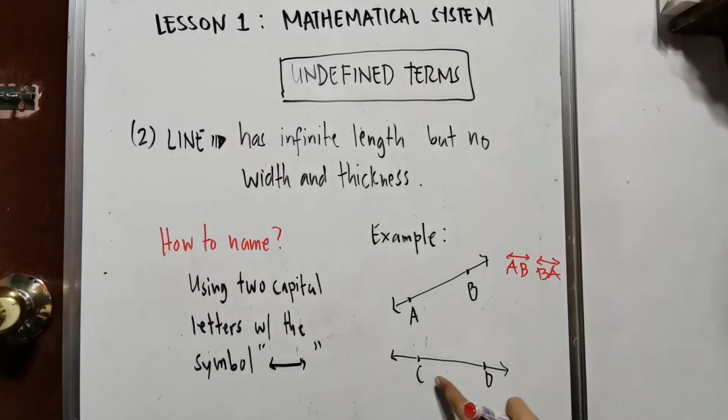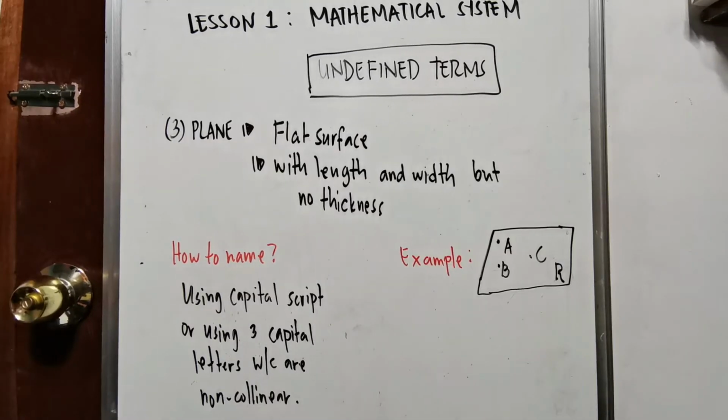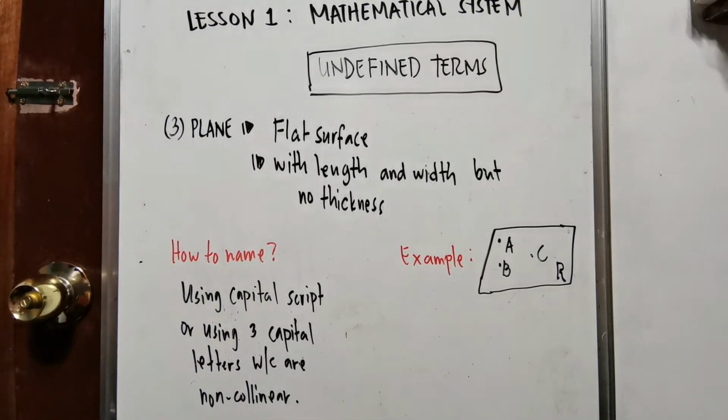Then the second example, we have line CD or line DC.